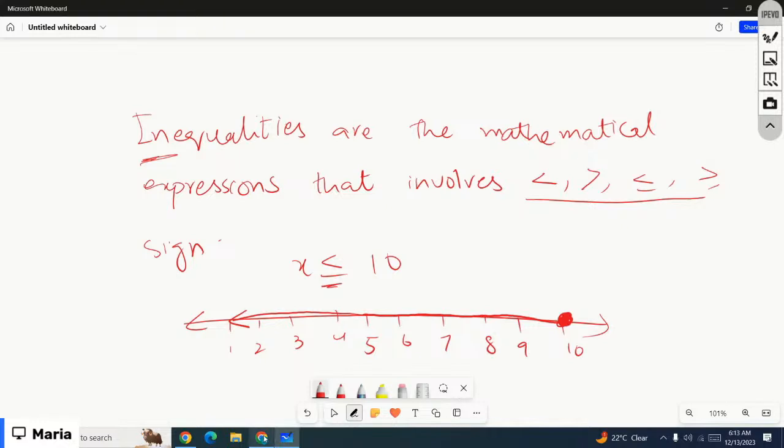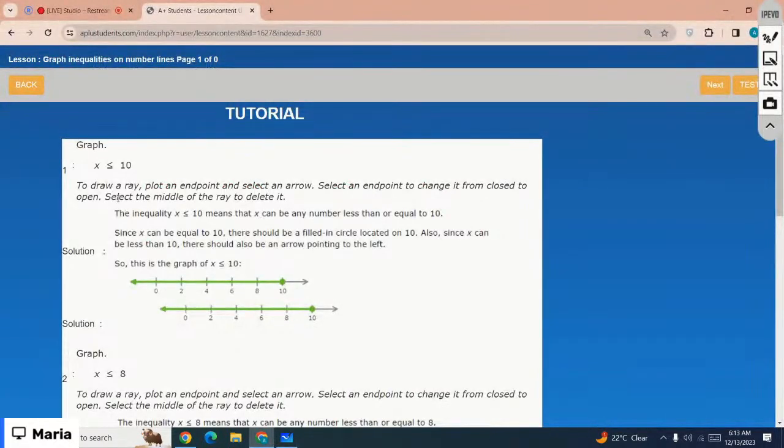So that's why you have to make a complete circle over here. Since x can be equal to 10, there should be a filled in circle located on 10. Also, since x can be less than 10, there should be an arrow pointing to the left. Got it? Because all the numbers that are less than 10 are the solution of the inequality. So you have to make a line that is pointing to the left, and because x can be equal to 10, on the 10 there is a filled in circle, right?